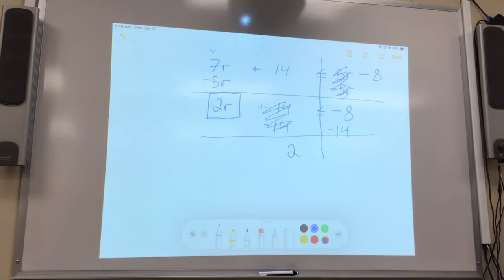So 2r is less than or equal to, did you add or subtract 8 and 14? Add them because they're both negatives. So negative 22 is what you get. Divide by 2. Does dividing by 2 flip your sign? No, it does not. So r less than or equal to negative 11.